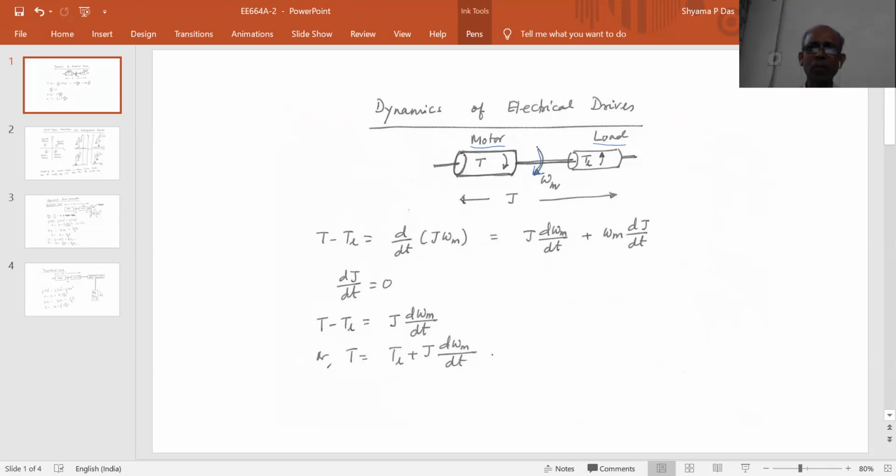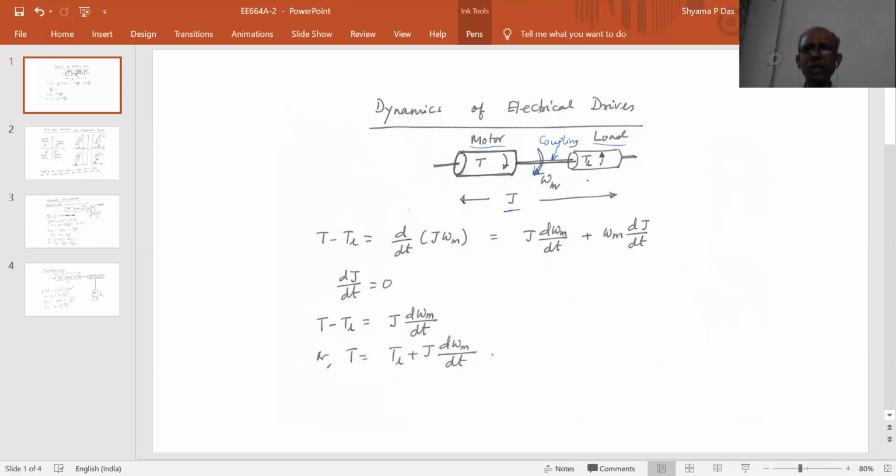And the load is coupled with the motor by a mechanical coupling. So this is the coupling, which is a rigid coupling, which couples the motor with the load. And J is the total moment of inertia of the motor and the load combination.